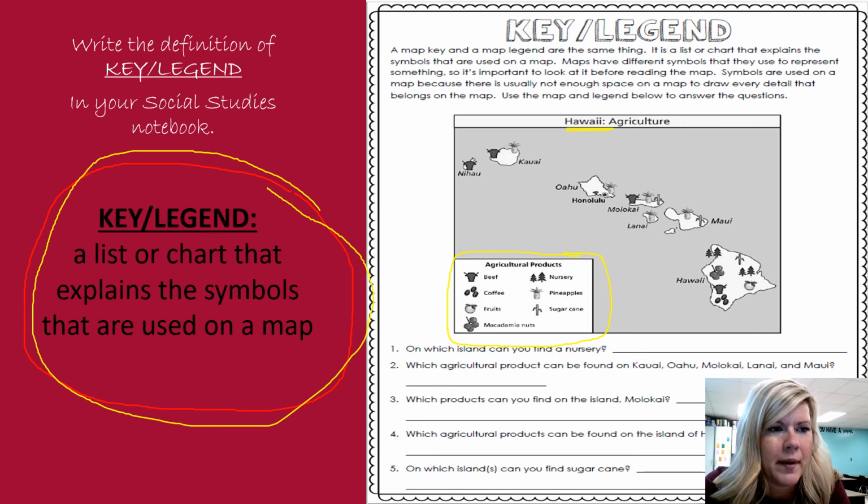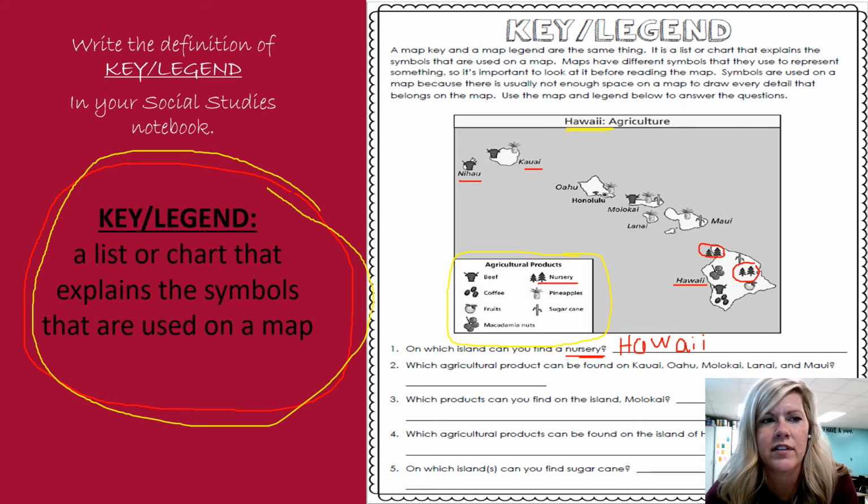So we need to look back in our key and find what the symbol for a nursery is. I see here that a nursery has 2 trees. So which island can we find a nursery? Well, there's no trees here or here. So I keep looking and I see trees over here on the island of Hawaii. Okay, so right now you don't need to be writing anything. After you've written that definition, you can just be following along and listening carefully.